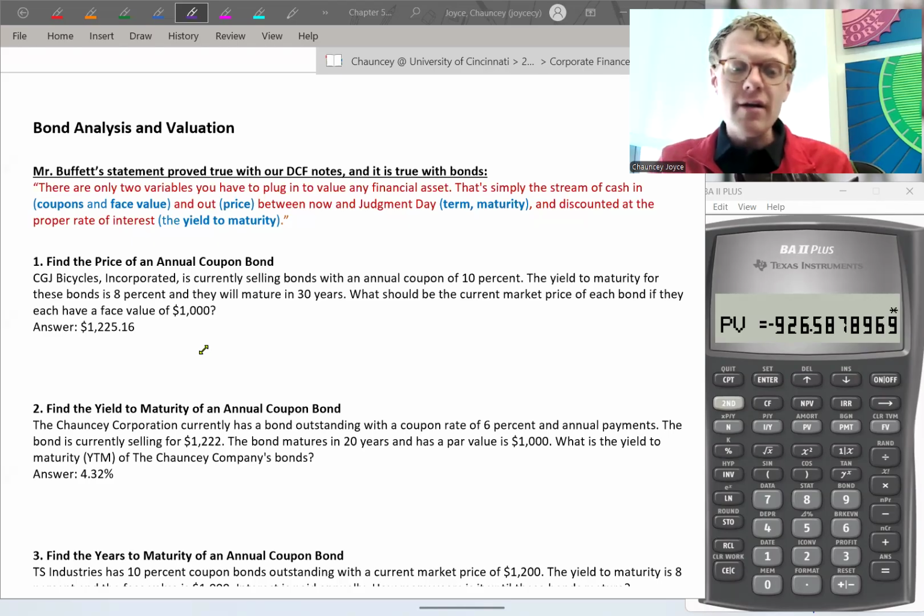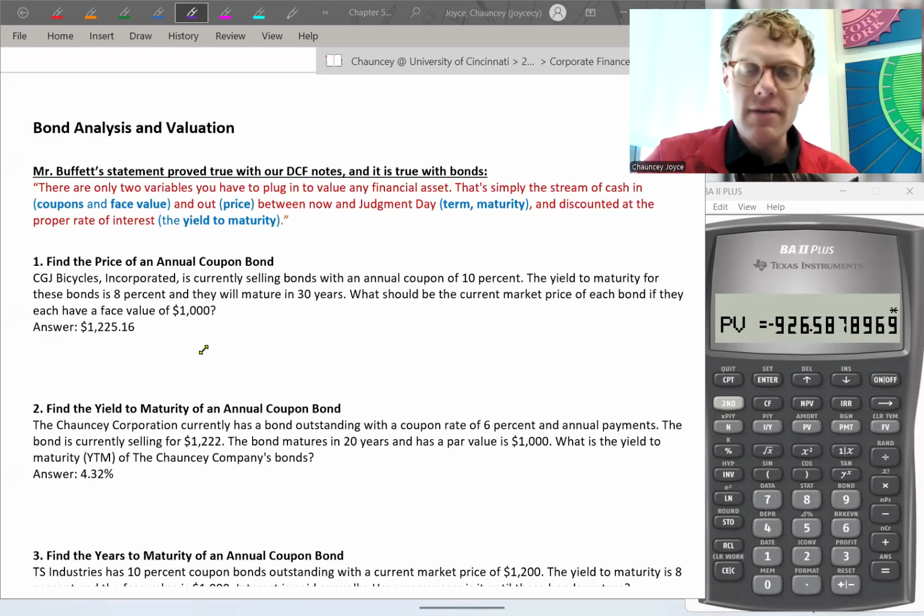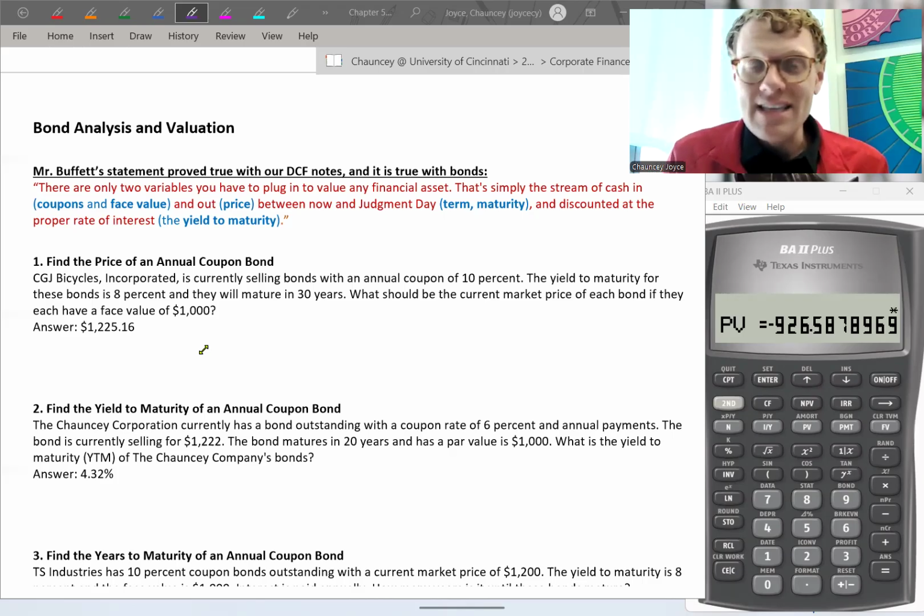There are only two variables you have to plug in to value any financial asset. That's simply the stream of cash in and out between now and Judgment Day, discounted at the proper rate of interest. So the stream of cash in for us, for a bondholder, is a coupon payment and face value. The price out is the cash flow out. The judgment date is the maturity of the bond or the term remaining. The discount rate for bond valuation is the yield to maturity. Don't get that confused with the coupon rate.